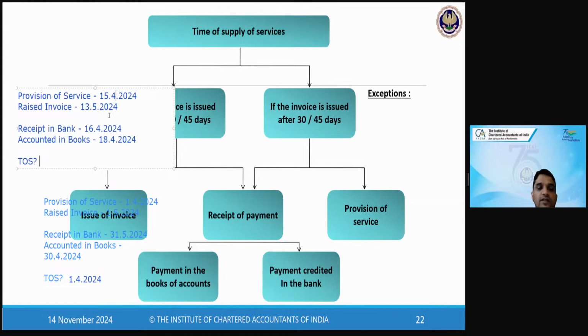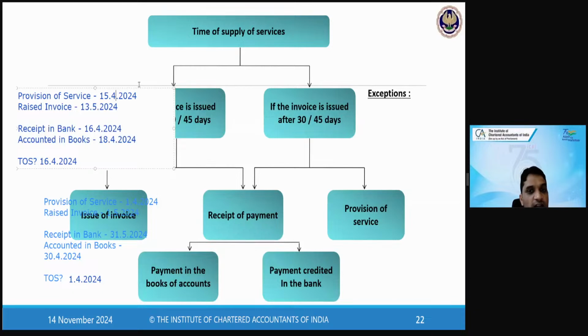So you have to take the invoice date, which is 13th May, or payment, whichever is earlier. So you have to take 13th May, okay? Or receipt of payment, whichever is earlier, which is 16th April. So you have to consider a comparison between 13th May and 16th April. 16th April is the earliest one. So time of supply is 16th April.